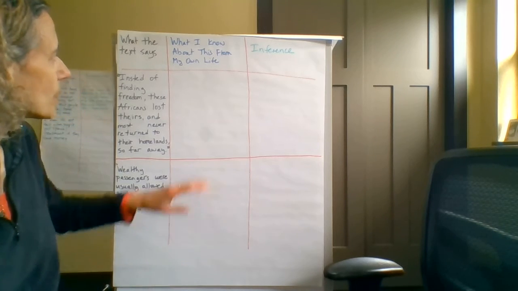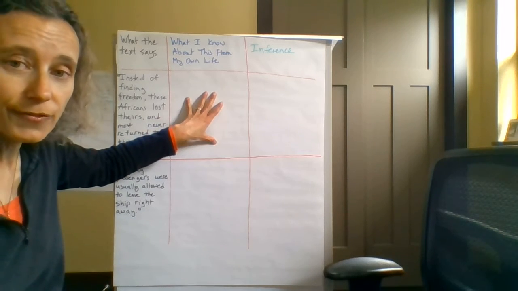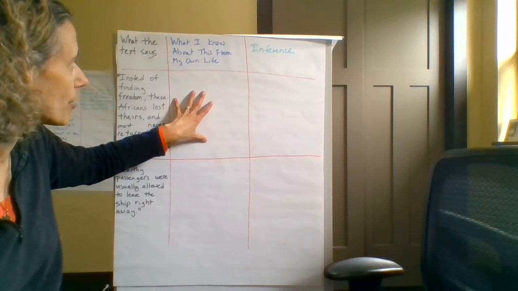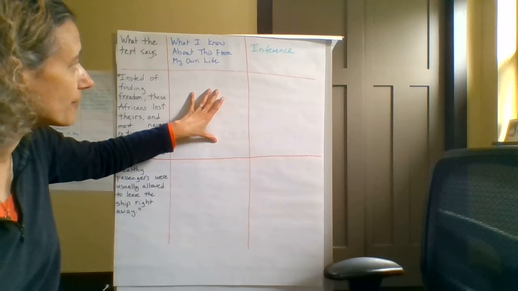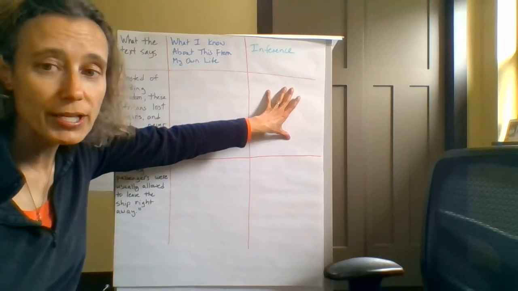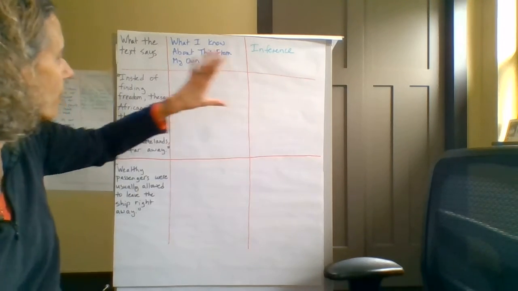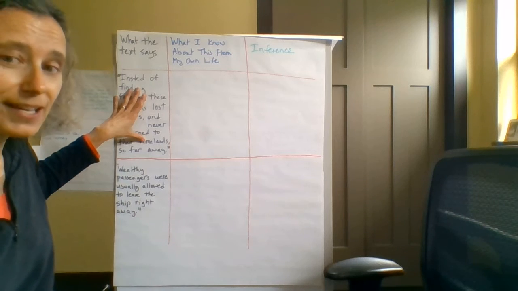Okay, readers, go ahead and write in the first box on your chart what you know about this line of text from your own life, and then write your inference about this line of text. Go ahead.